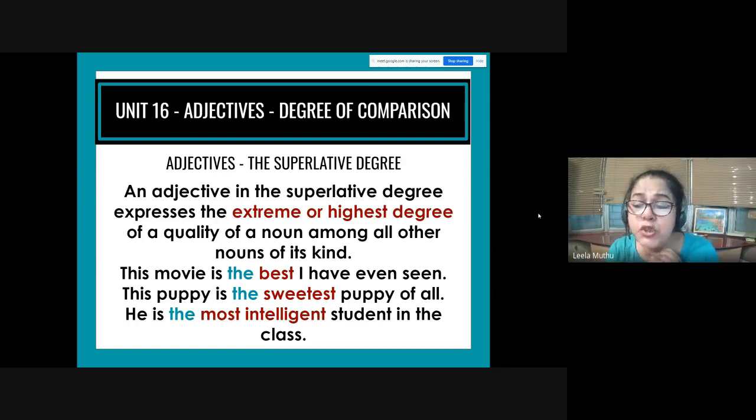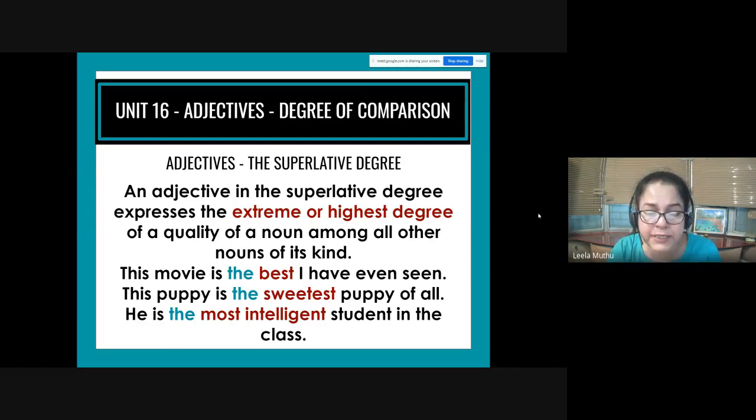An adjective in the superlative degree expresses the extreme or the highest, the super. You can see the word superlative, the most or the extreme or the highest degree of a quality of a noun among all the nouns of its kind, is expressed by the superlative form of the adjective.